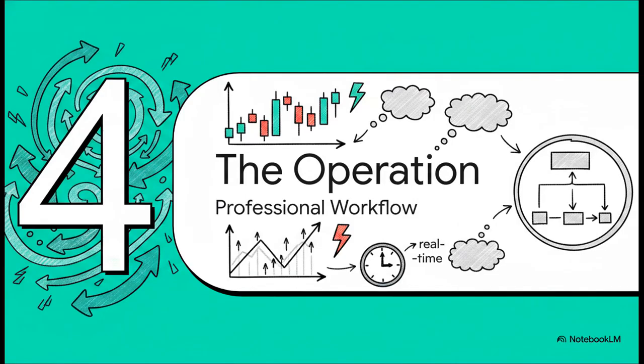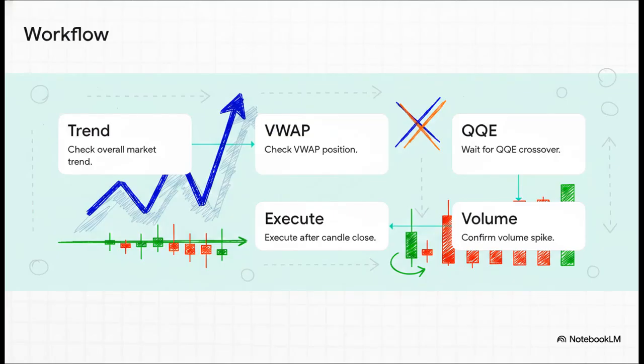All right, moving to part 4, the operation. Let's talk about the professional workflow. A pro follows a strict chronological life cycle for every single trade. Step 1. Check the overall market trend using the EMA. Step 2. Check the price relative to the VWAP position. Step 3. Patiently wait for that QQE crossover to happen. Step 4. Verify the volume spike.